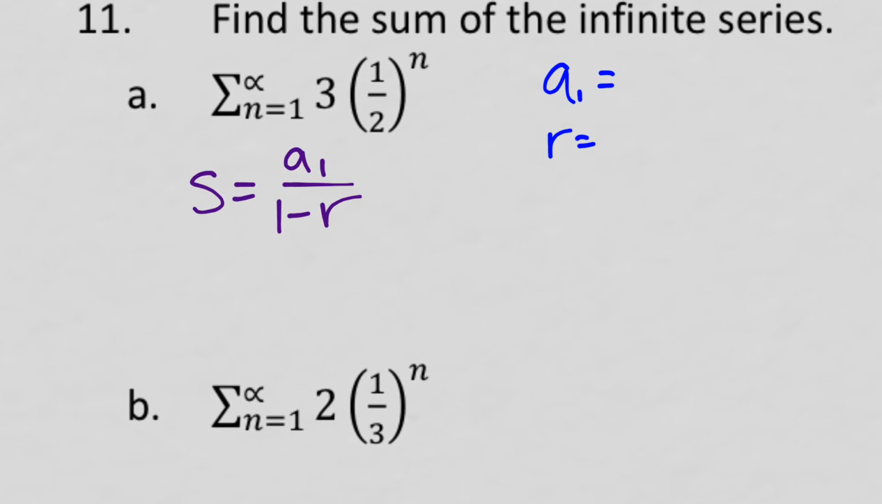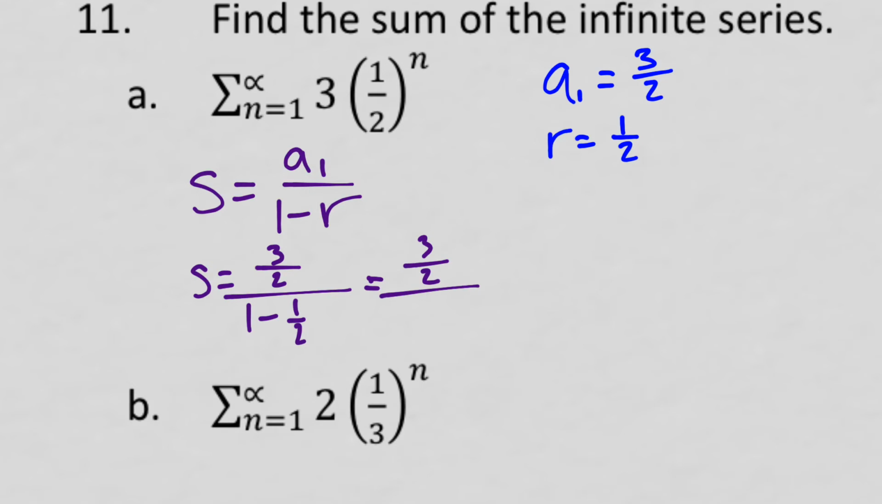The initial term comes from plugging in whatever the initial number is down here. So plug in 1. When you plug in 1 right here, you get 1/2 to the 1 power, which is 1/2, times 3, you get 3/2. r is the base of your power, which is 1/2. So plug in those numbers. S equals a sub 1, which is 3/2, over 1 minus 1/2, right? 1 minus r.